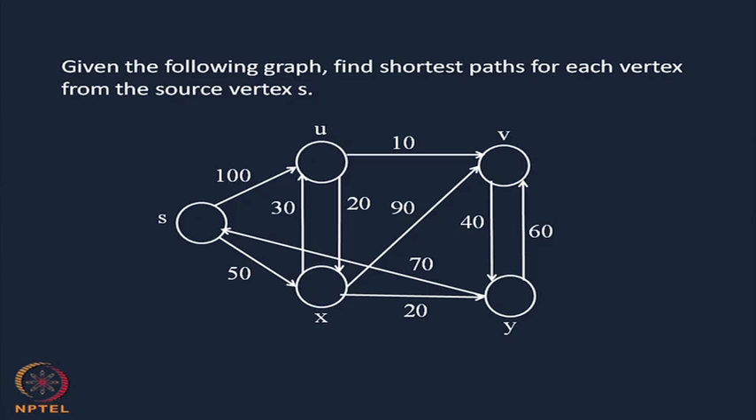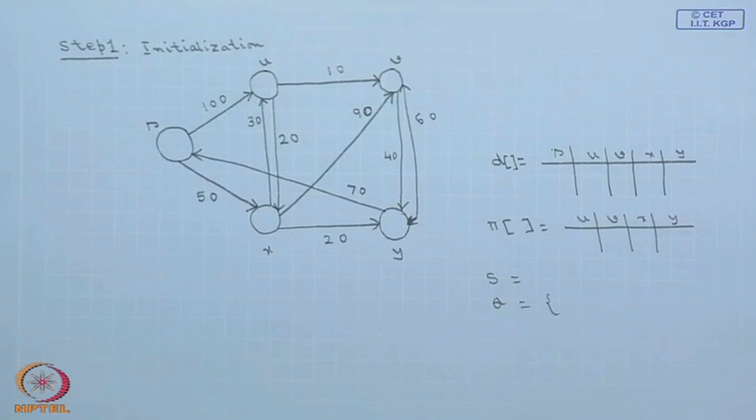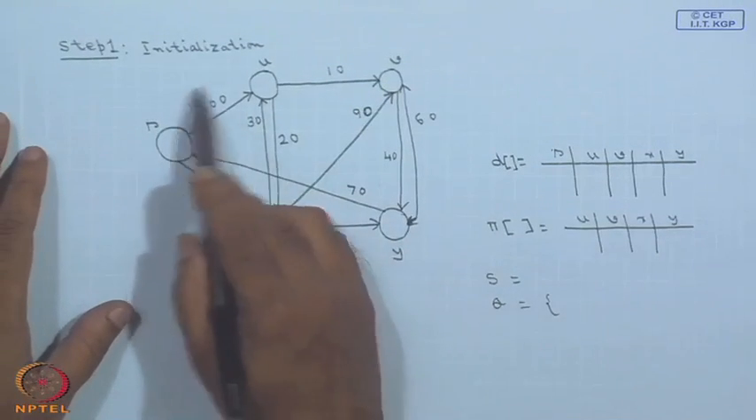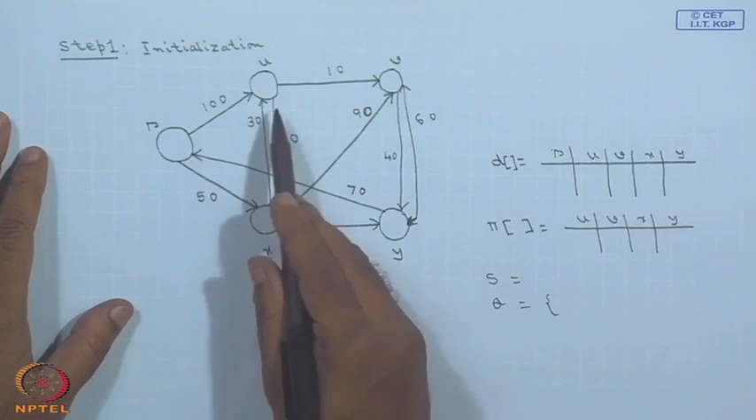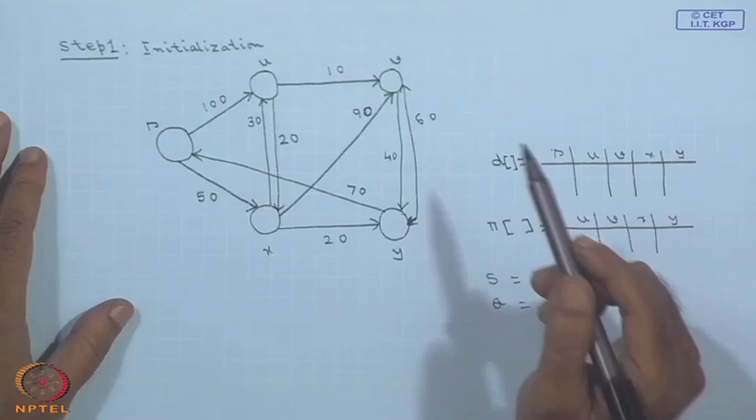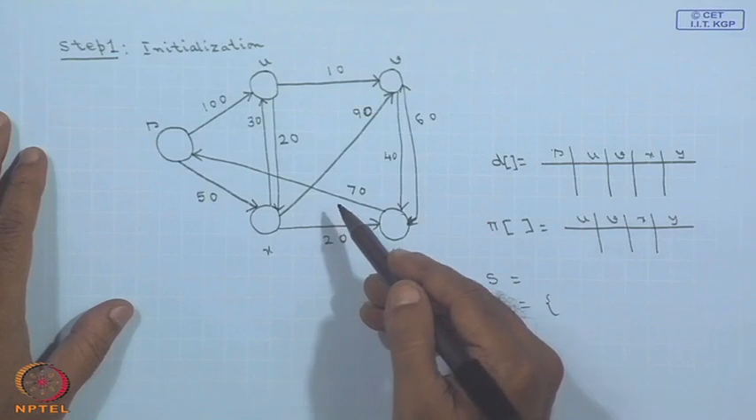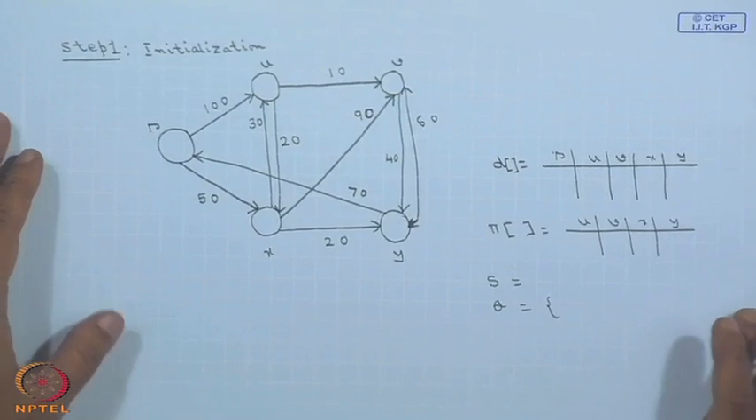So, let us see what happens in the next steps. Step 1 is the initialization. Initially what is happening? You are having these things. The graph I have drawn over here, whatever graph problem was there, that is S to u, u to v, like this way, all the weights are also given over here, like 100, 10, 30, 20, like this.